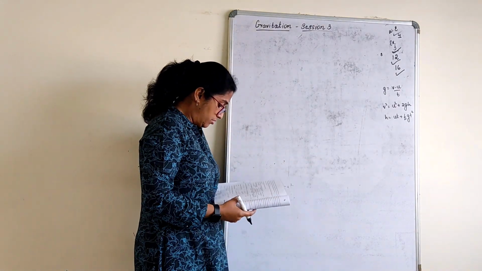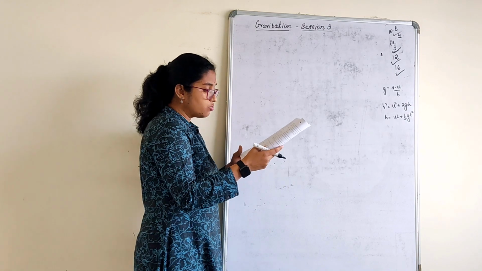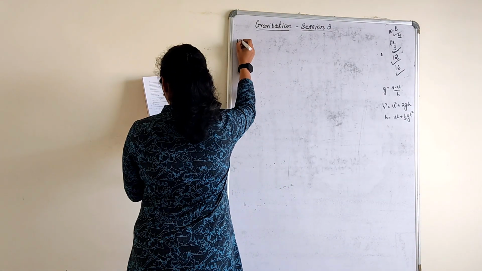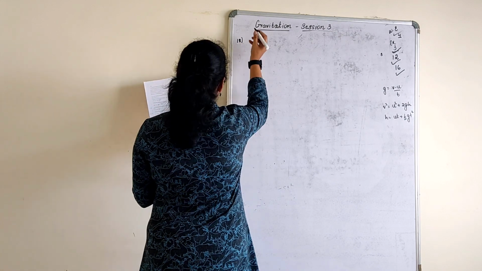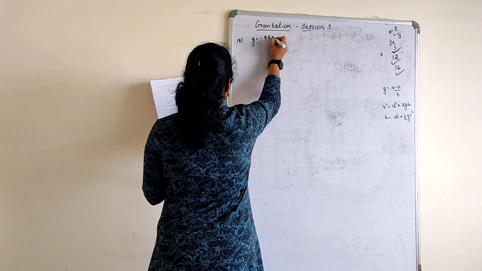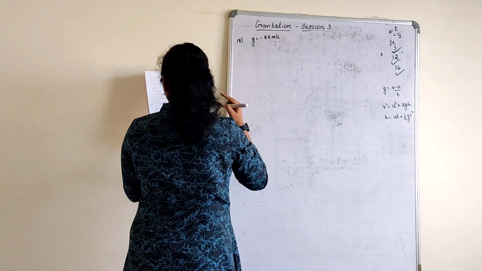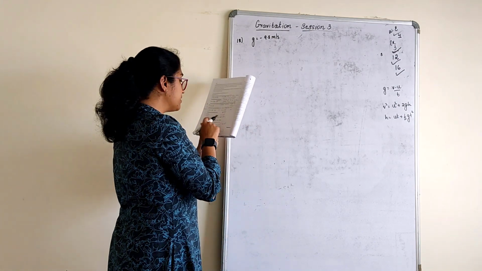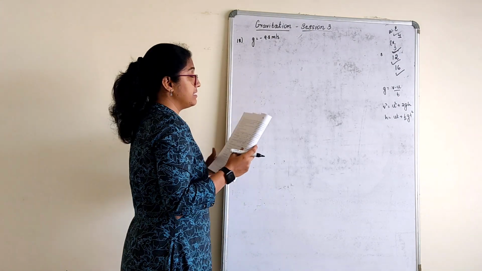A ball thrown vertically returns to the thrower after 6 seconds. So, the 18th one: a ball which is thrown, g is equal to minus 9.8 meters per second squared, vertically. A ball thrown vertically returns to the thrower after 6 seconds.